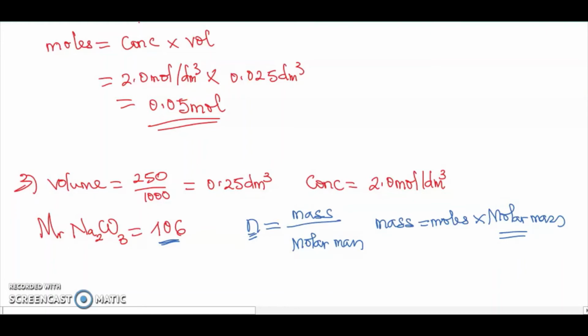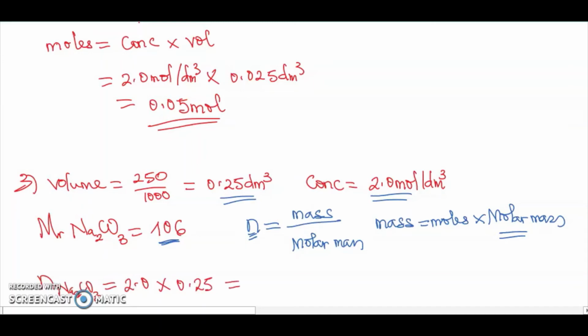But do we have number of moles of sodium carbonate? We don't. So what we need to look for now is the number of moles of sodium carbonate. And for that, we know the volume, we know the concentration. So let's see, number of moles of sodium carbonate is equal to the concentration multiplied by the volume in dm cube.